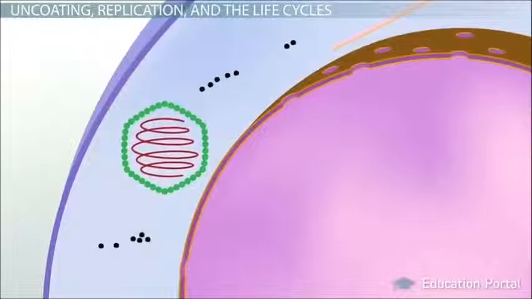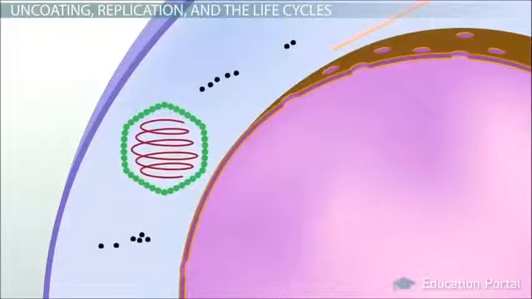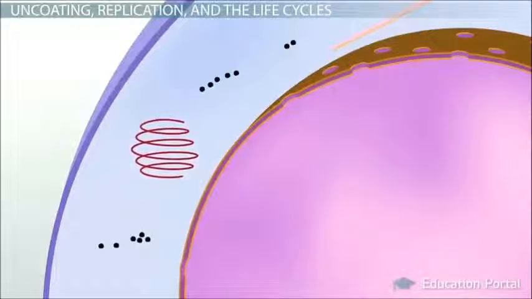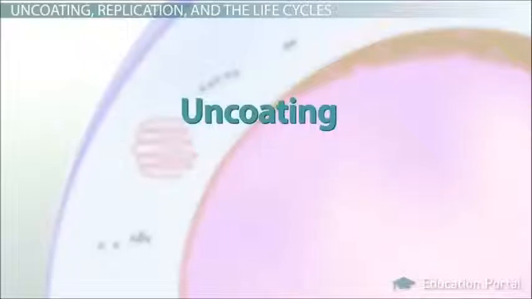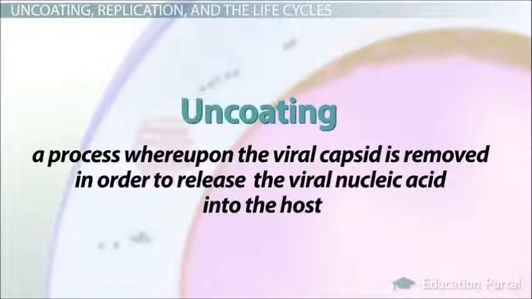Viruses, upon penetration into the cell, will also uncoat themselves by removing their viral capsid, and thereby unmask the nucleic acid inside. This entire process is called uncoating, and again is a process whereupon the viral capsid is removed in order to release the viral nucleic acid.